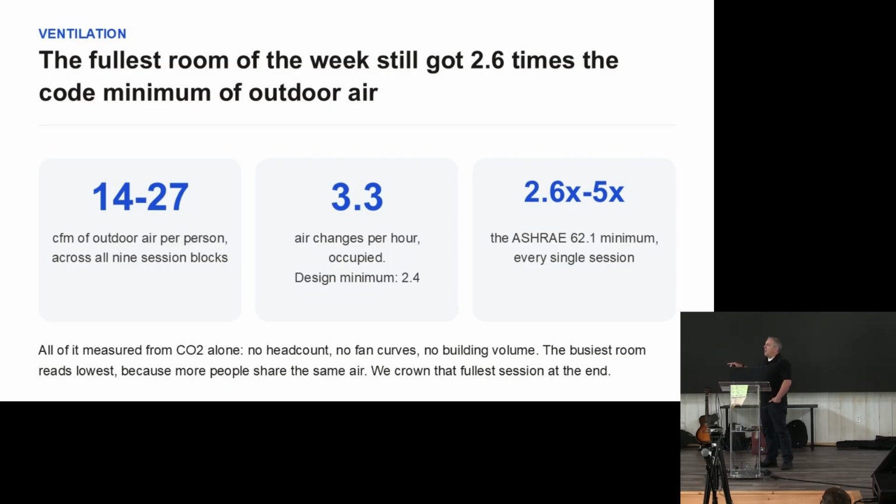So what we found out here, and this is all inferred from these sensors, right? It's amazing. It's just not graphs anymore. It can figure out infiltration rates. It can figure out what's going on with dew point. It can figure out effective air change per hour. So this is what we found out. In this room, we're getting about 14 to 27 CFM per person. Kind of lines up with what Nick was saying. 3.3 air changes per hour, and we were averaging 2.6 to 5 times the ASHRAE minimum.